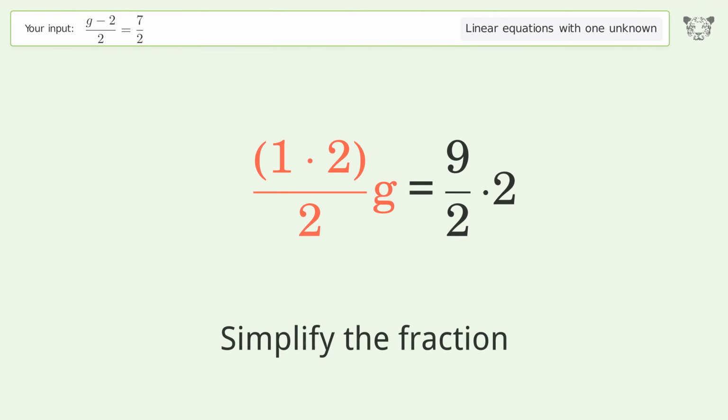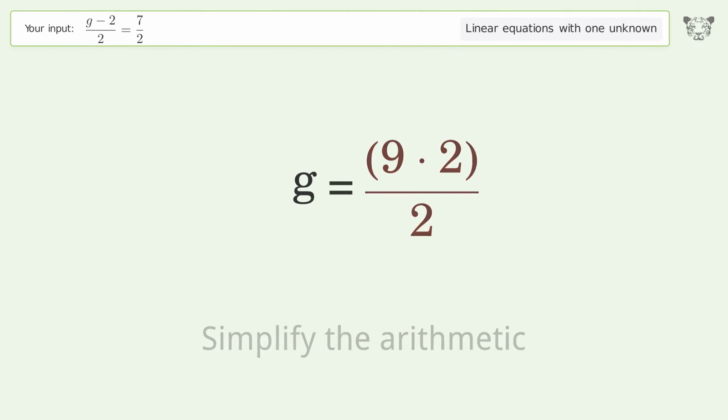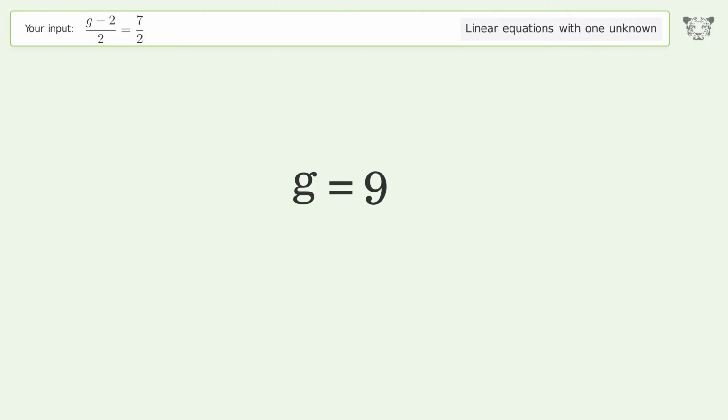Simplify the fraction. Multiply the fractions. Simplify the arithmetic. And so the final result is g equals 9.